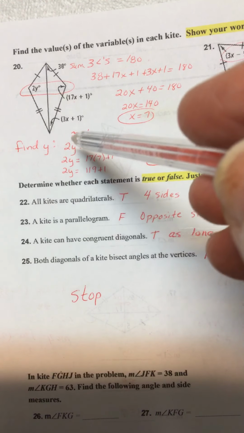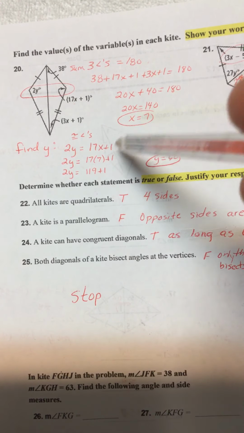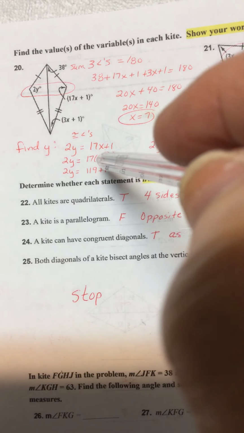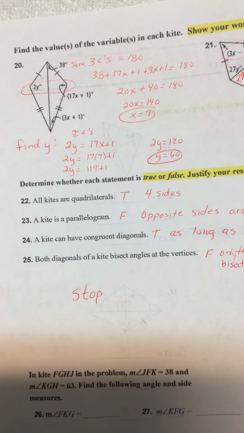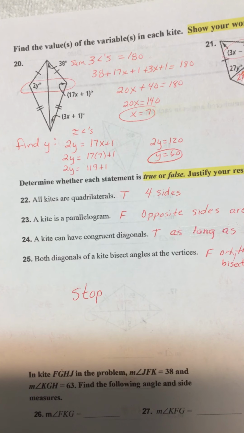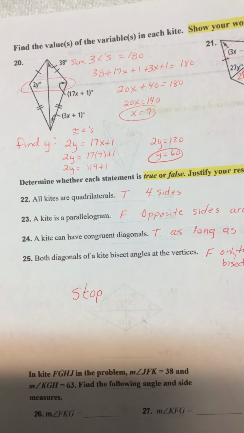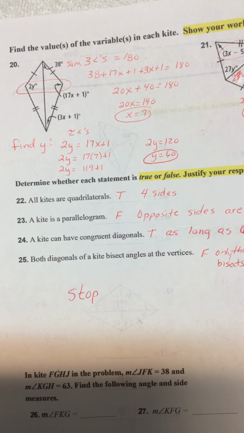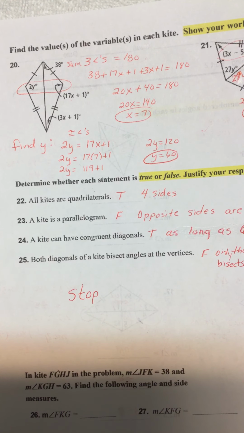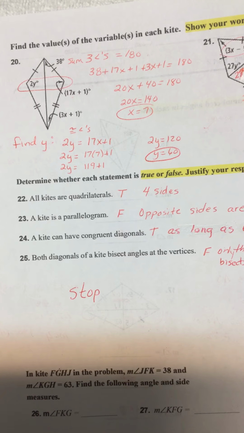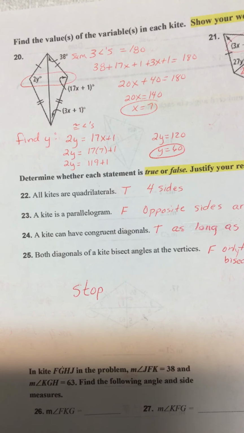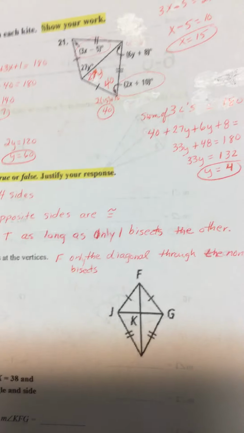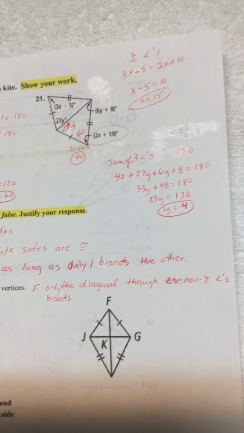So I will set 2y equal to 17x plus 1. But remember, I know that x is 7. 7 times 17 is 119 plus 1. So 2y is really equal to 120. So that would make y equal to 60. That one's fairly simple, I think. And the next one, it's a little more complicated.